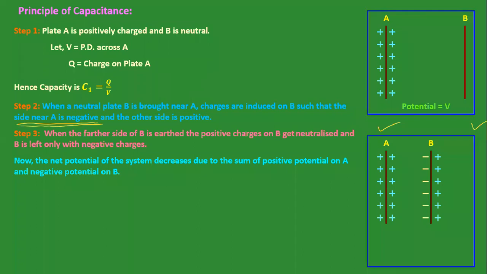One side is negative and the other side is positive. Now B is earthed, which means we have to connect B to the ground. You can see here we connected this B to the ground. Then these positive charges escape to the ground. No positive charge remains on plate B. So this is plate B. Only plate B is left with negative charges.